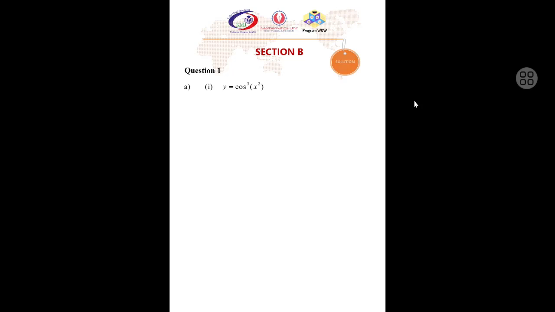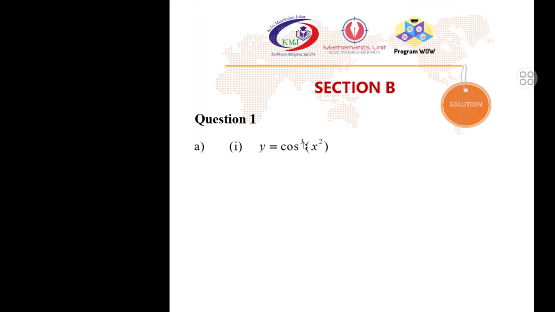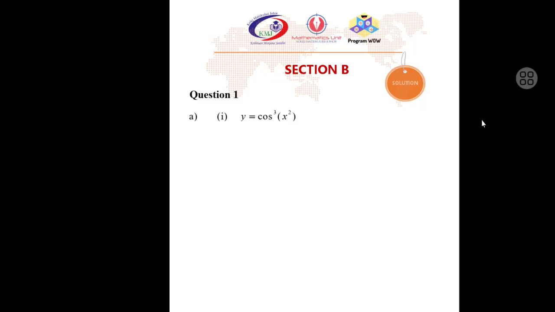For 1A1, they give you the function y equals cos cubed x squared. So your derivative would be, since you have a power here, bring the power to the front. Don't forget dy/dx. dy/dx equals power 3 brought to the front, times copy back your function, but subtract 1 from the power. So 3 minus 1 is 2. Then this is the angle, just write it down.